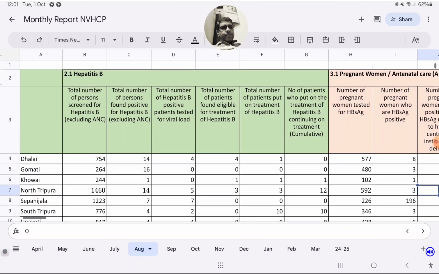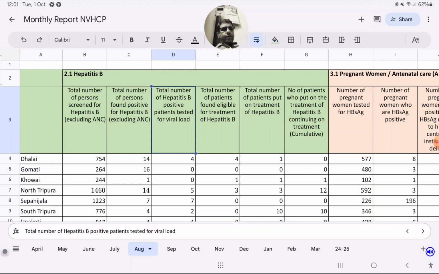See, in this hepatitis B section, the green section, there are several columns. First one is total number of persons screened for hepatitis B excluding antenatal checkup or ANC. So it depicts the total number of persons screened for hepatitis B, including all categories: general population, high risk group, breach population, all. Next column is after screening, how many found positive. Next one is how many sent for viral load. So those who are positive, each and every one of them should be tested through viral load.